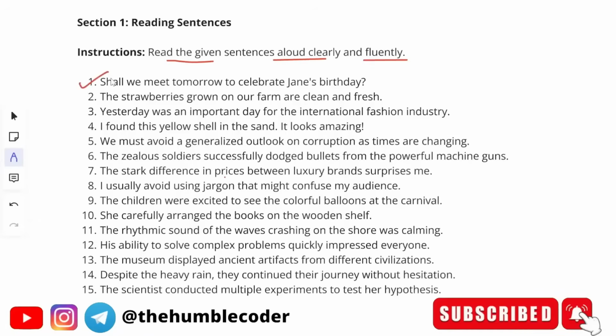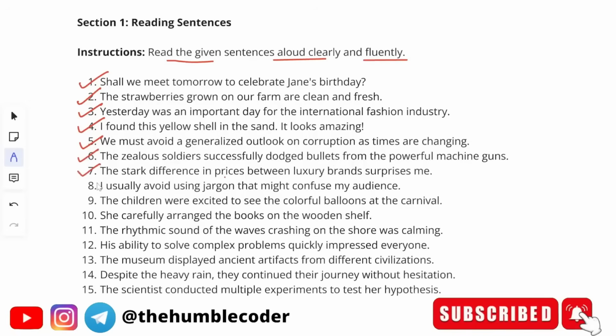Shall we meet tomorrow to celebrate Jane's birthday? Second, the strawberries grown on our farm are clean and fresh. Third sentence, yesterday was an important day for the international fashion industry. Fourth sentence, I found this yellow shell in the sand. It looks amazing. Fifth, we must avoid a generalized outlook on corruption as times are changing. Sixth sentence, the zealous soldiers successfully dodged bullets from the powerful machine guns.